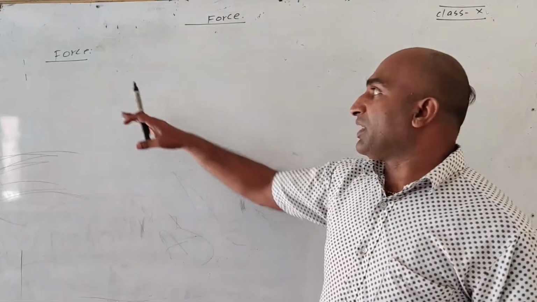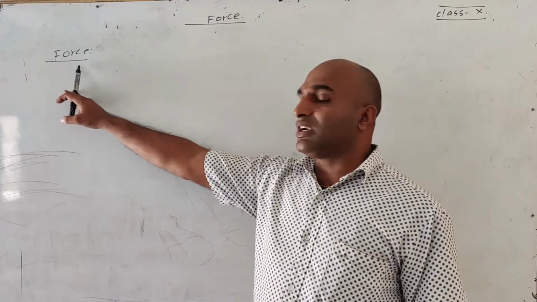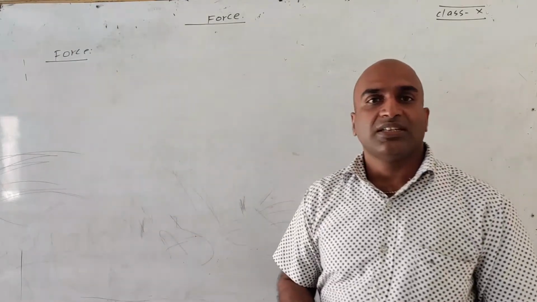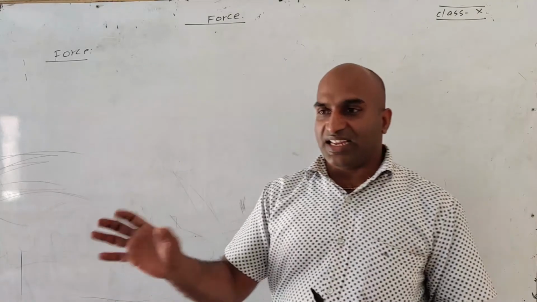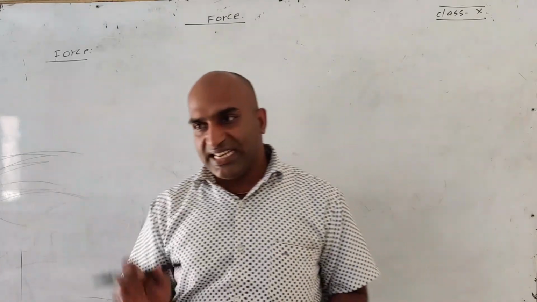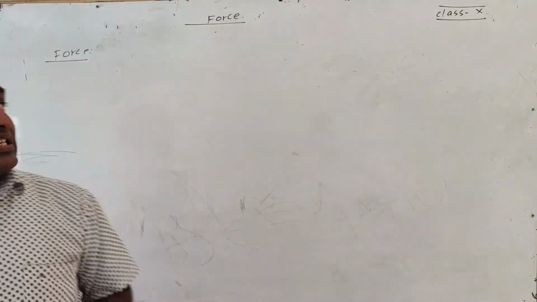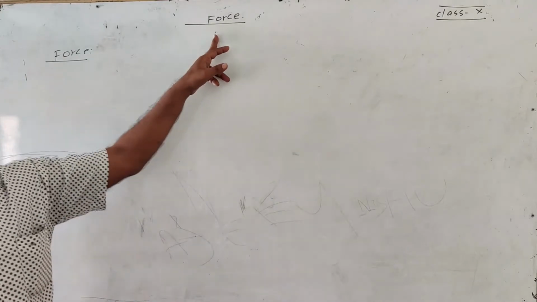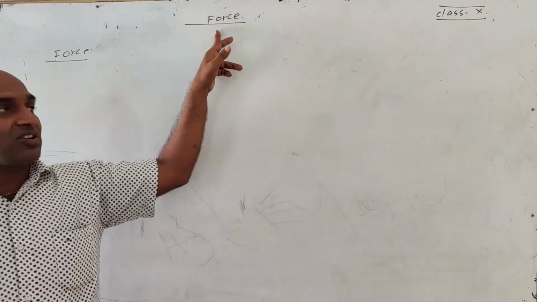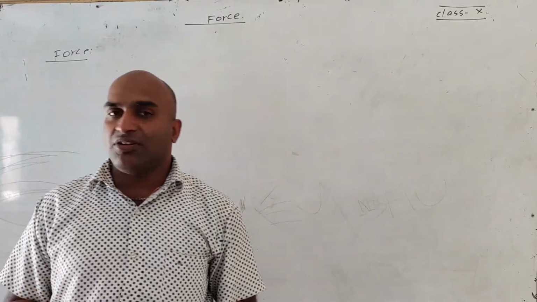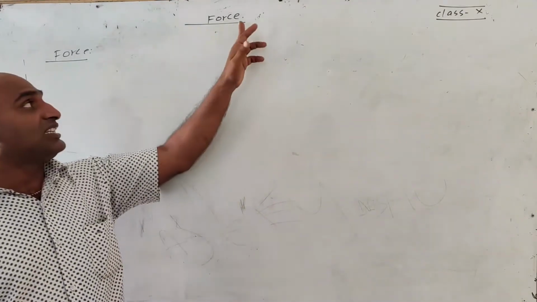In this topic, for class 10, we study first of all about force. What is force? It is defined as that external agency which changes or tends to change the state or position of a body. This external agency is called force. Its SI unit is Newton, CGS unit is Dyne.